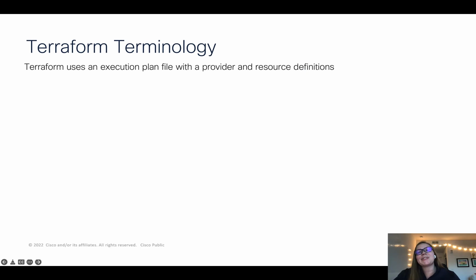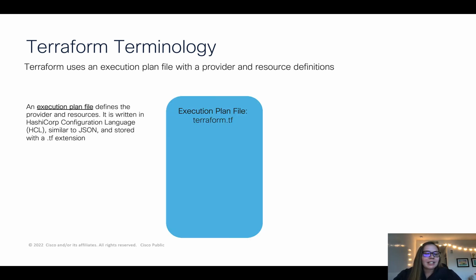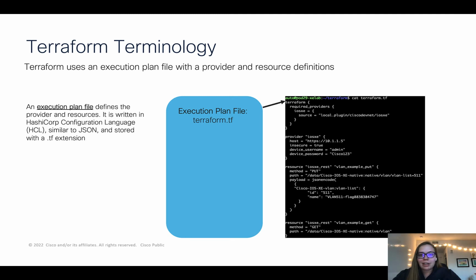So now let's cover some Terraform terminology. Terraform uses an execution plan file, and this is to describe the provider, resources, and essentially the desired state that we're looking for. And so we have our execution plan file built in HCL, which is very similar to JSON, and it's stored with a .tf extension. So for example, terraform.tf.